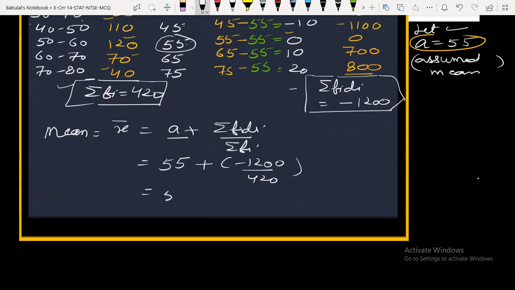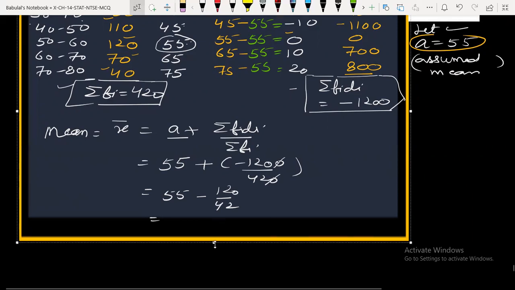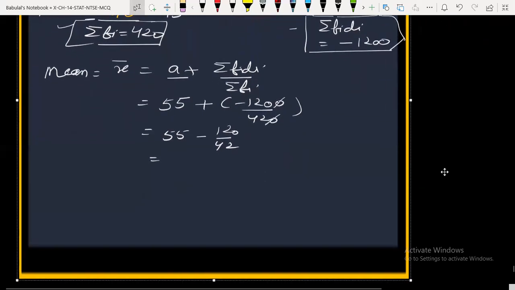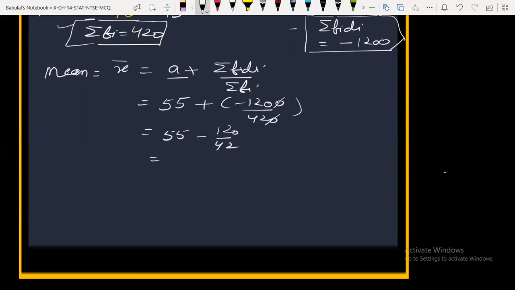Yes, write 55 as it is. Then you can divide by 420, 0 cancelled by 0. That is minus 120 by 42. Further, बहुत सावधानी से आप सॉल्व करिएगा. 55 minus 120 by 42, so that is 55 minus 20 by 7. 20 by 7 is approximately 2.85.